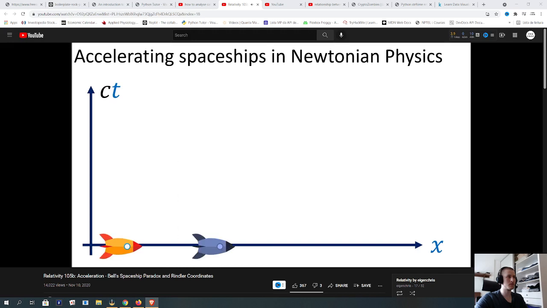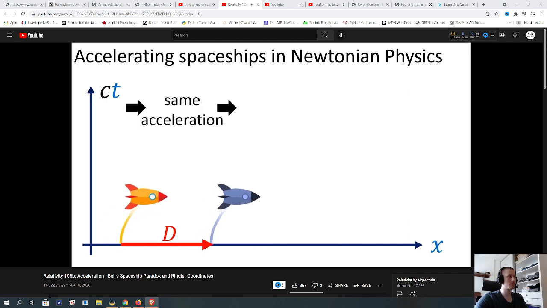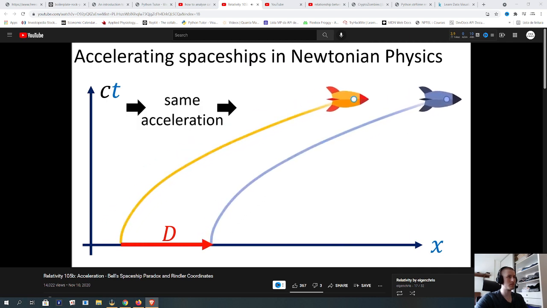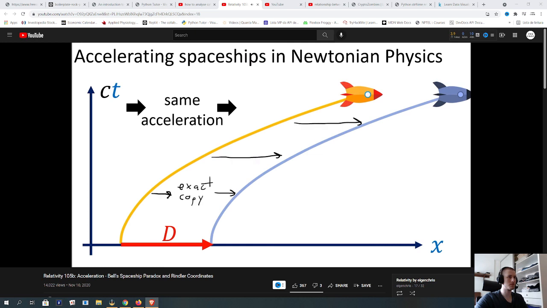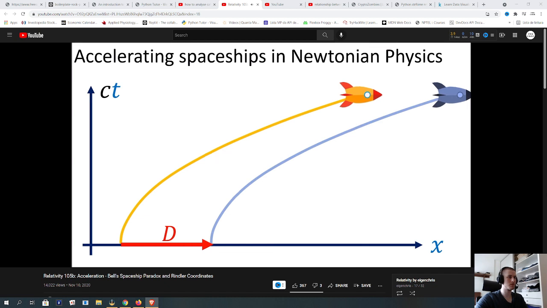Now let's look at a pair of spaceships that are stationary some distance d apart. If the spaceships start accelerating to the right with the same acceleration, then their world lines in space-time would look like this. The parabolic world line of the blue spaceship in front is an exact copy of the parabolic world line of the orange spaceship in the back, just shifted to the right in the spacetime diagram.